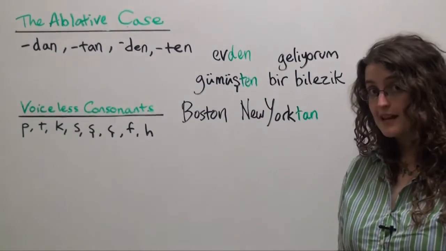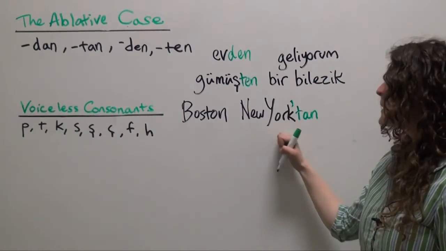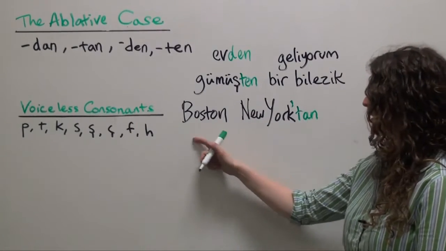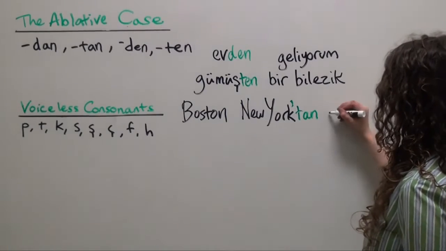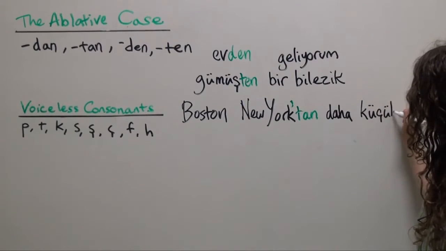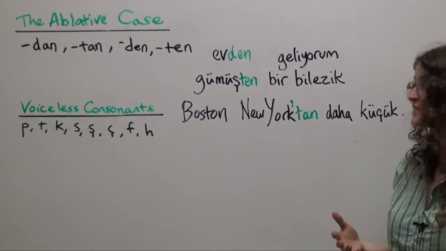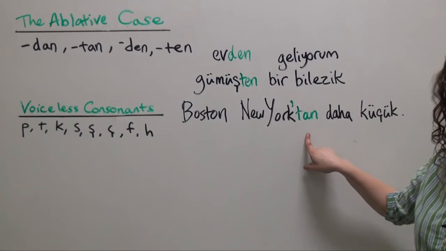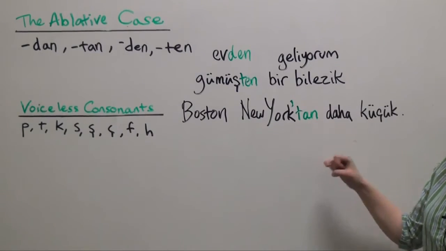Because New York is a proper noun, the name of a city, we are going to have to remember to insert a little apostrophe between the noun New York and the ablative case ending. So Boston, New York'tan, daha, more, küçük, small. So we've literally got Boston than New York, more small, or as we'll translate it, Boston is smaller than New York. We get the than meaning from this ablative case ending tan. Boston, New York'tan daha küçük.